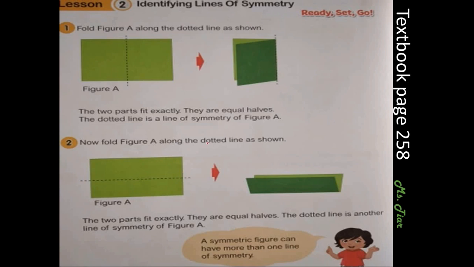So if you see figure A is a rectangle, right? In a rectangle, how many lines of symmetry do we have? We have 2 lines of symmetry. It means each figure can have one or more than one line of symmetry.